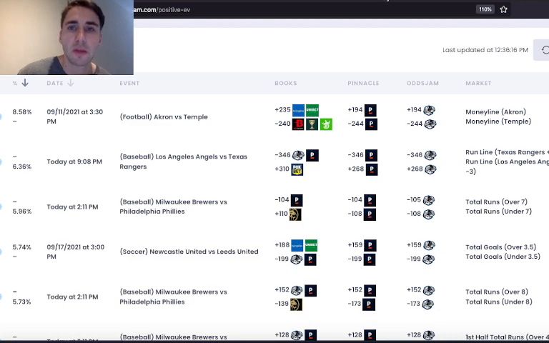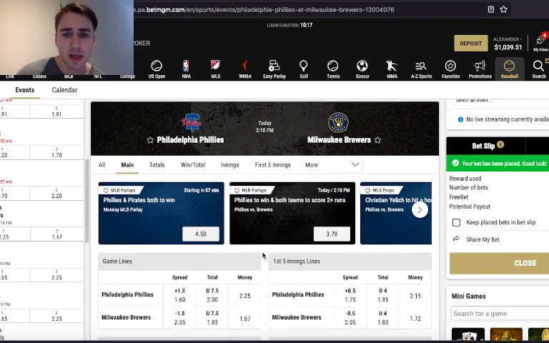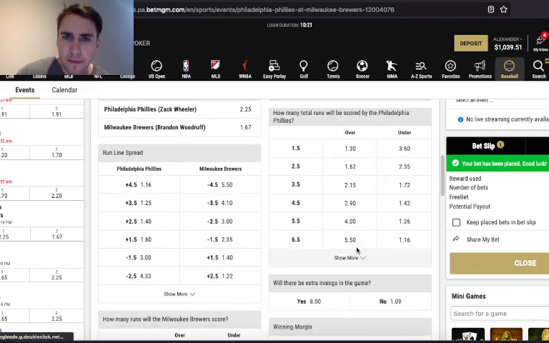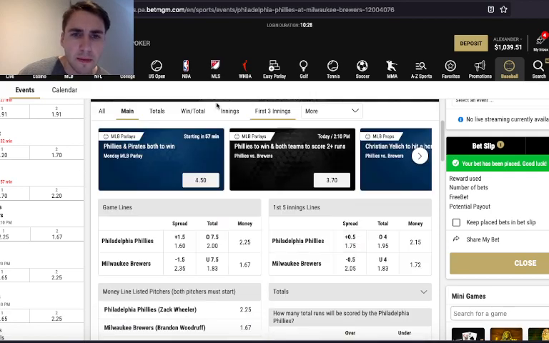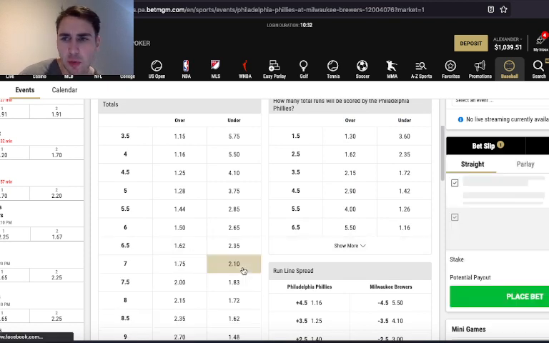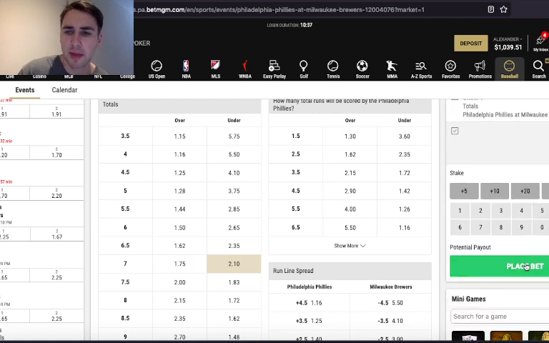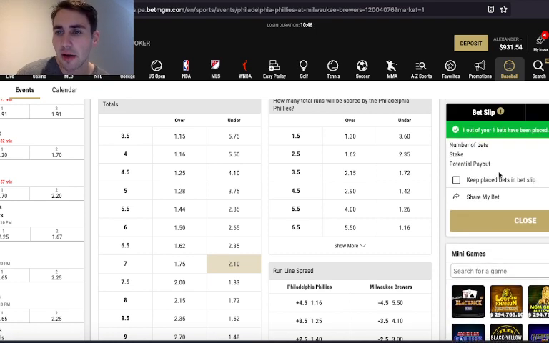So what we can do is go to the Brewers Phillies game, because that's another good bet to place. And then we can go to the totals, under seven runs, plus 110 odds. I'll take that. That's a good bet. And we'll see how much they give me. And again, it's all mathematics. This bet should be favored over 50% to happen, and you're getting plus 110 odds.